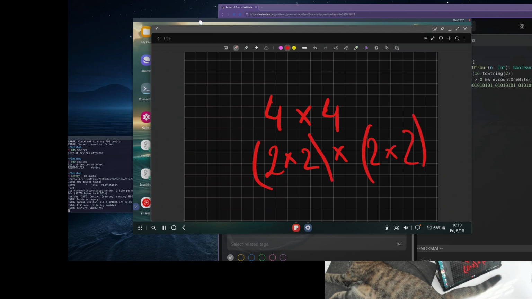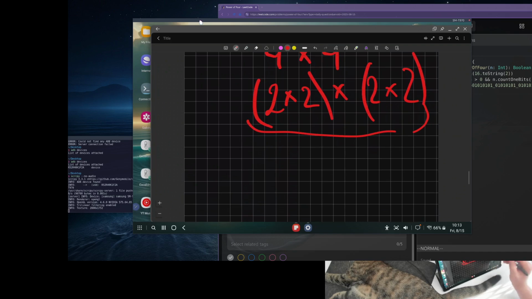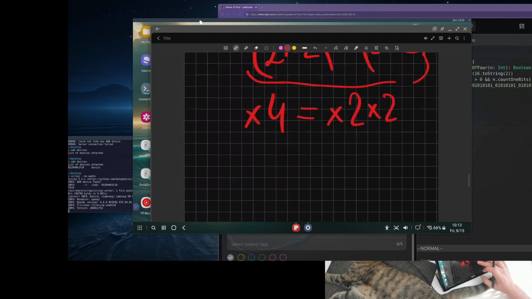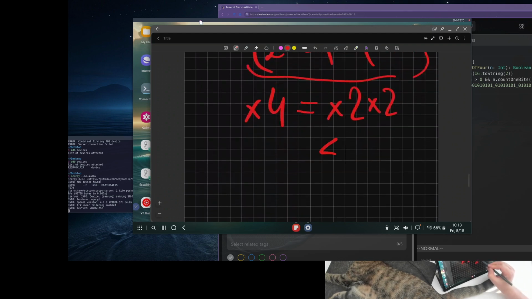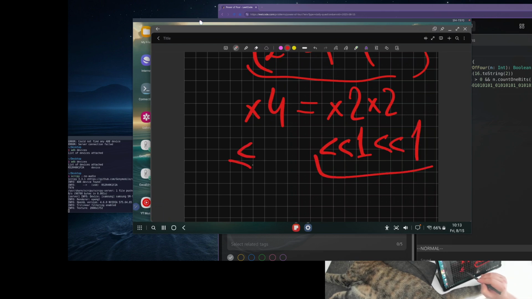Each multiplication by 4 is equal to multiplication by 2 and then by 2. So multiplication by 2 is a bit shift by 1, and that means multiplication by 4 is 2 bit shifts by 1, or a bit shift by 2.